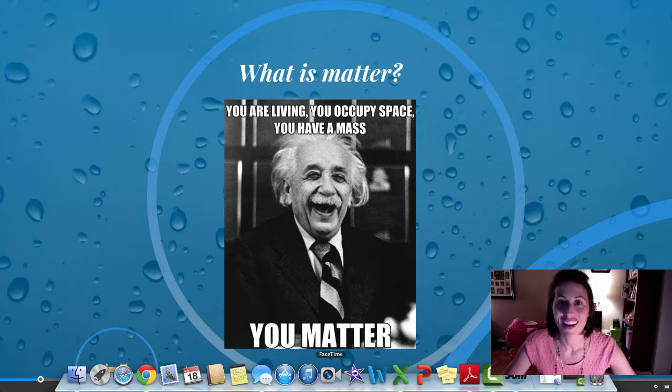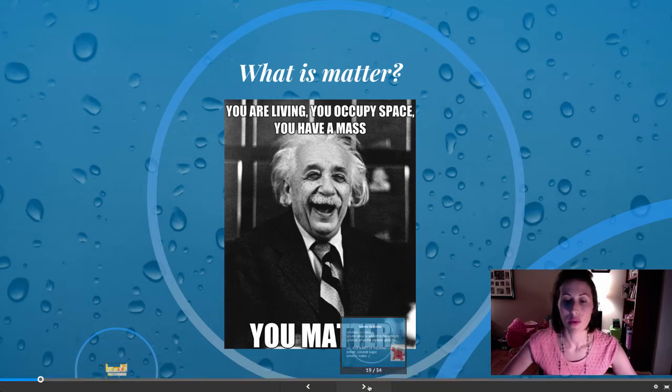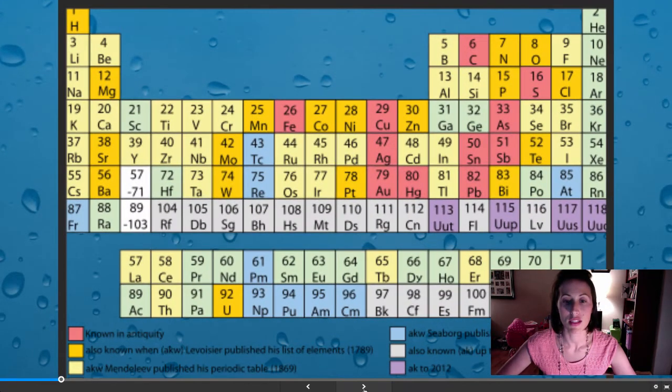But what he's saying is, matter is just stuff that takes up space, okay? So anything that's in your environment is made up of matter. So if you ever hear that word, that's what that means, just space. Things that take up space.